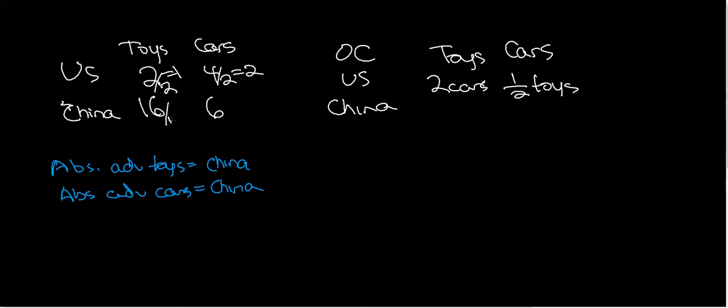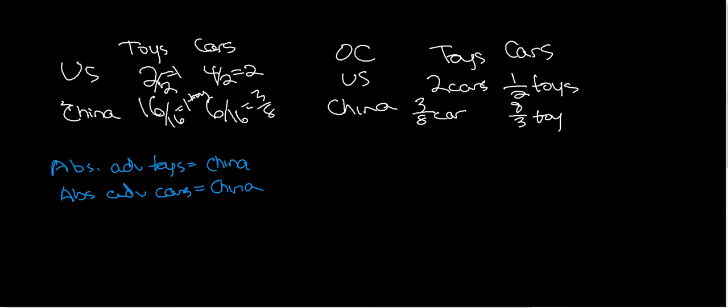Divide 16 by 16 to get 1 toy, and 6 by 16 to get 3/8. That means it costs 3/8 of a car for a single toy, and then find the reciprocal to find the opportunity cost for producing 1 car. Again, the math supports this because 6 divided by 6 is 1. So in terms of 1 car, 16 divided by 6 is 8/3. It requires 8/3 of toys.